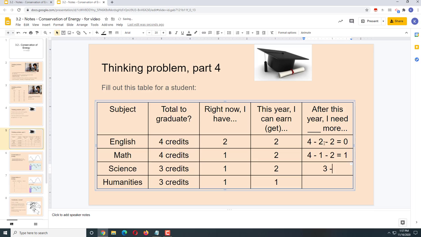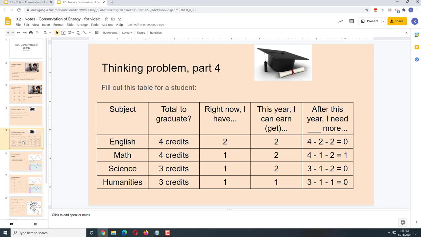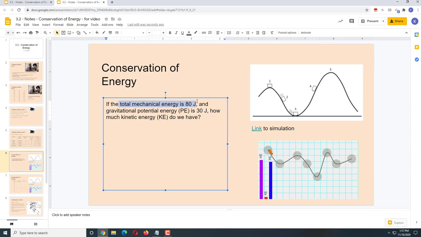Science, humanities. The math is the same between this one and that one and this one. It's just the total minus the other components. So if the total energy is 80 and PE is 30, KE would have to be 80 minus 30, which is 50 joules.